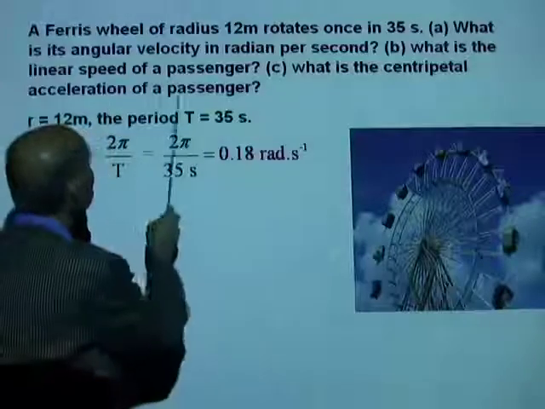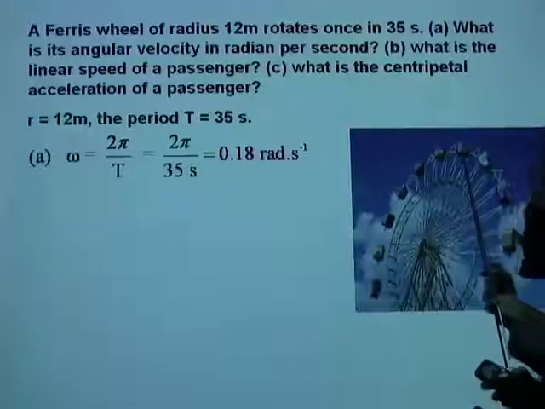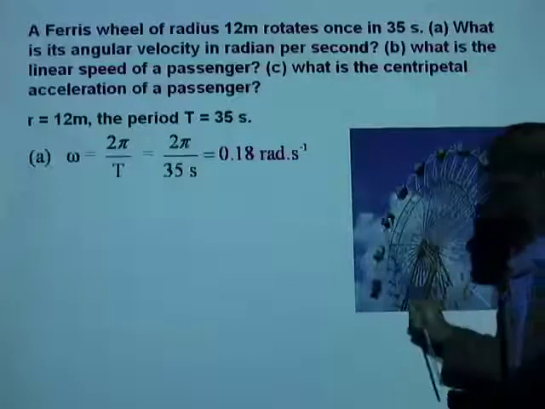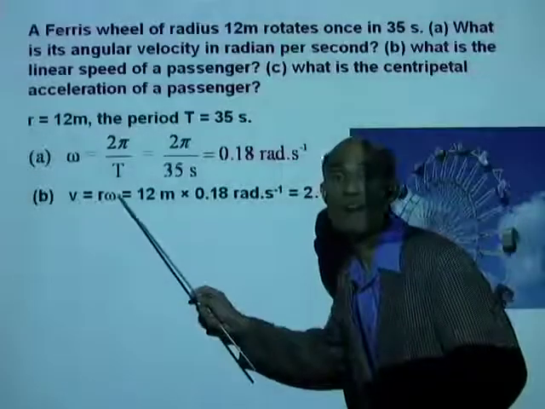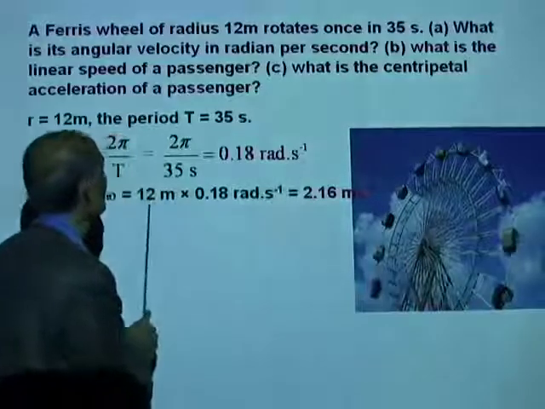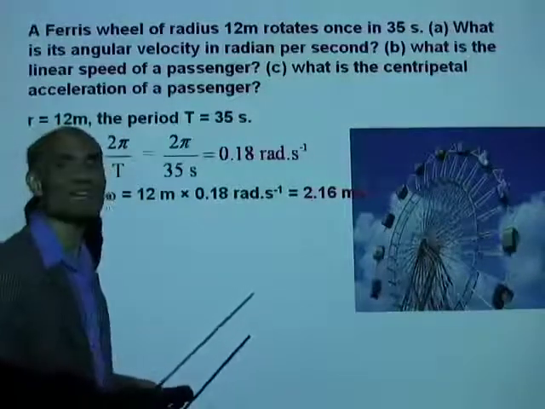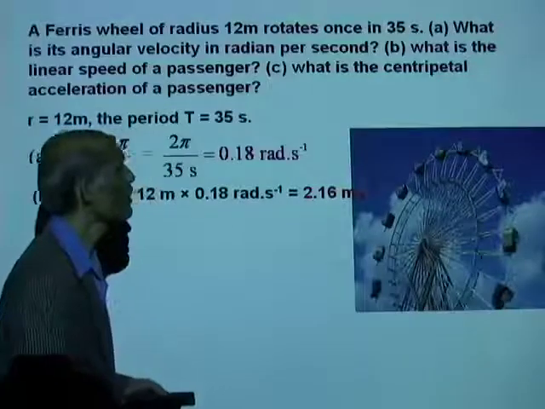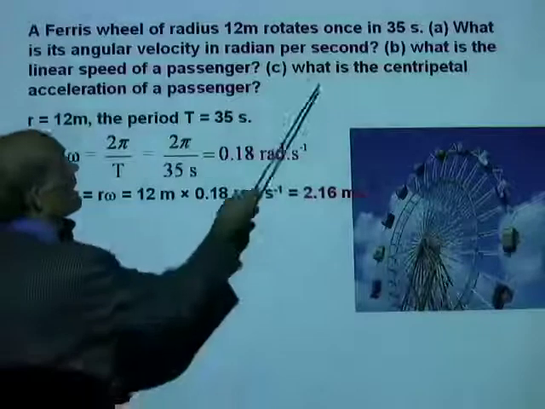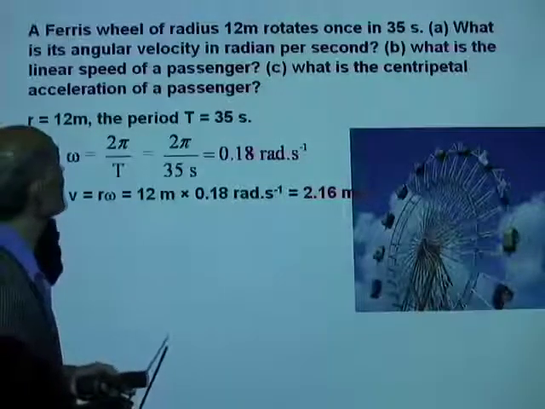What is the linear speed of a passenger? If a passenger is sitting here, the linear speed is the same as the tangential speed, v equal to r omega, where r is 12 meter, omega is 0.18 radian per second, and that will be 2.16 meter per second.